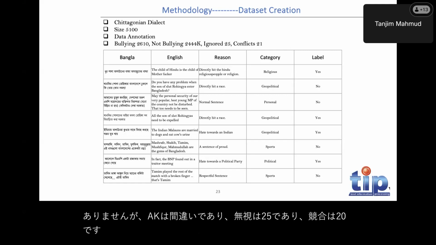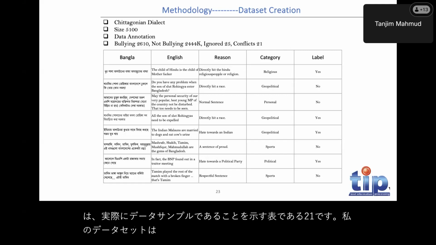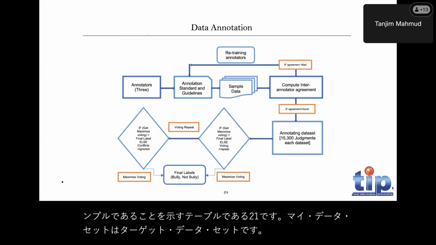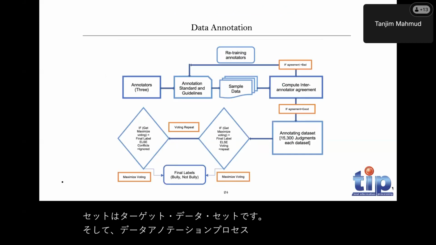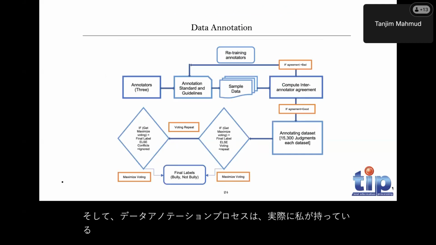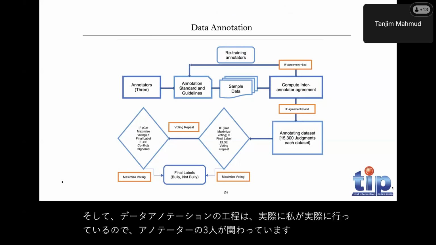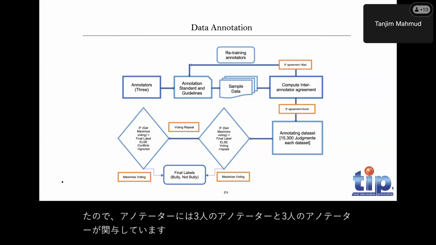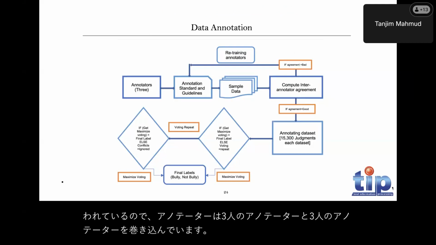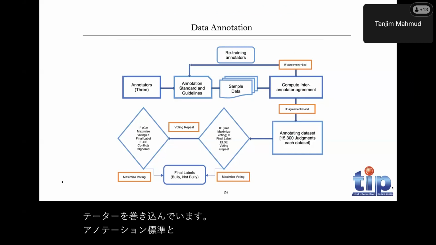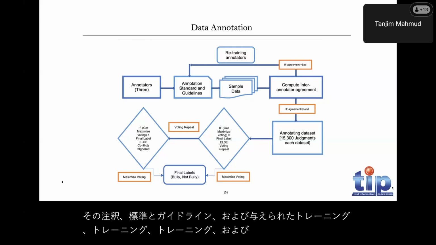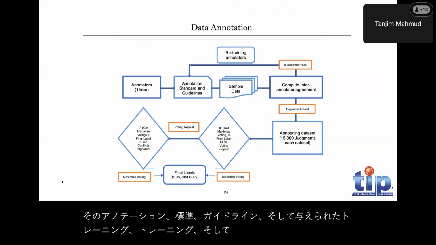This is a table showing the data sample. My dataset is the target dataset. For the data annotation process, I involved 3 annotators, and also gave them the annotation standard and guidelines, and also gave training, and then computed the inter-annotator agreement.